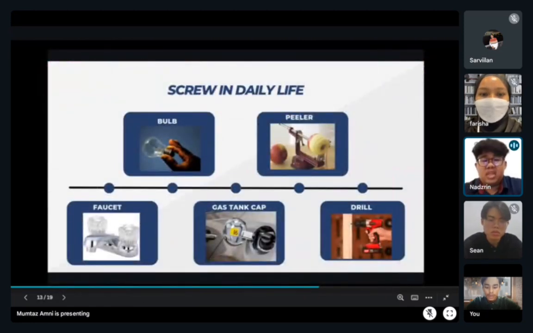We can find screw in daily life, such as bulb, pillar, orchard, gas tank cap, and drip.